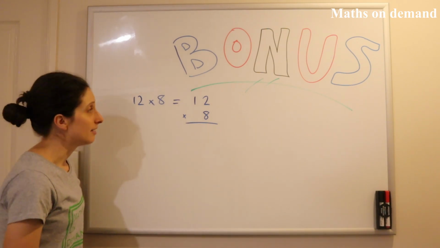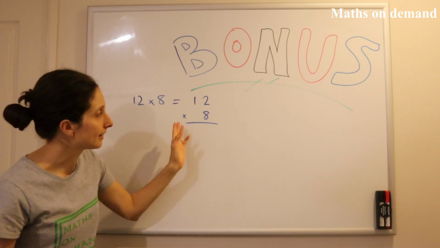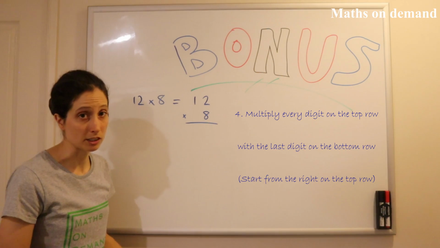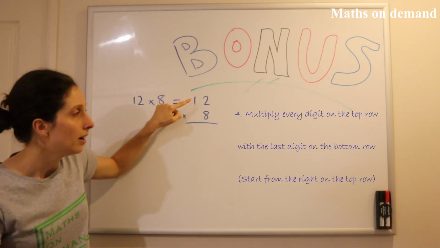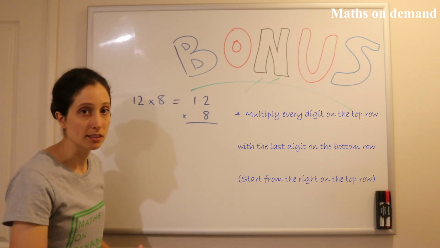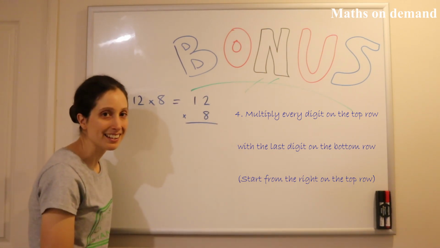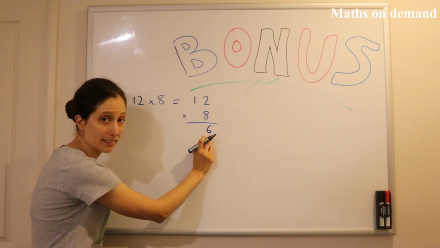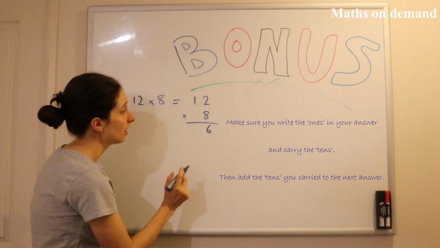Next, we need to multiply everything in the top row by the last number in the bottom row. There's only one number in the bottom row for this question, so we're multiplying everything in the top row by 8, one digit at a time. We start with the 2 on the right. So we go 2 times 8 is 16. But we write the ones in our answer and we carry the tens, which is a 1.